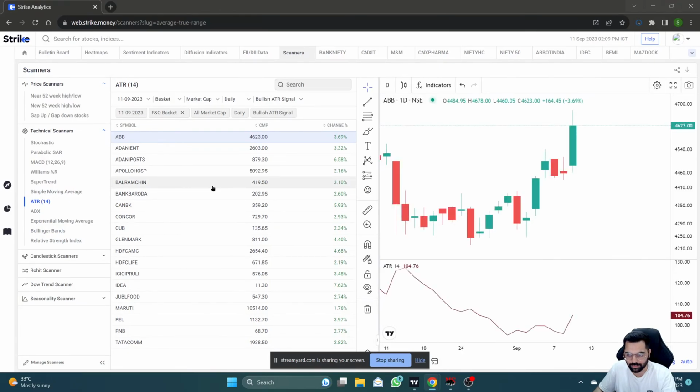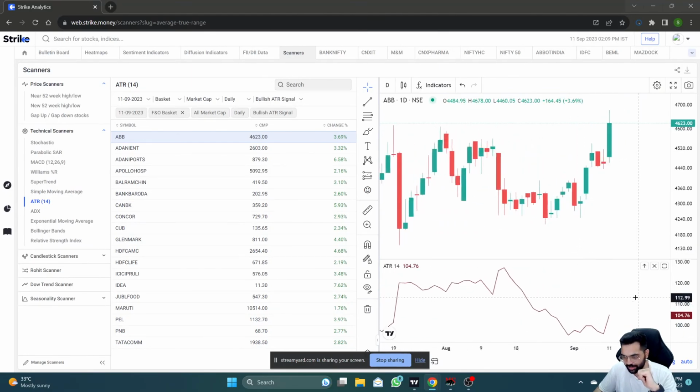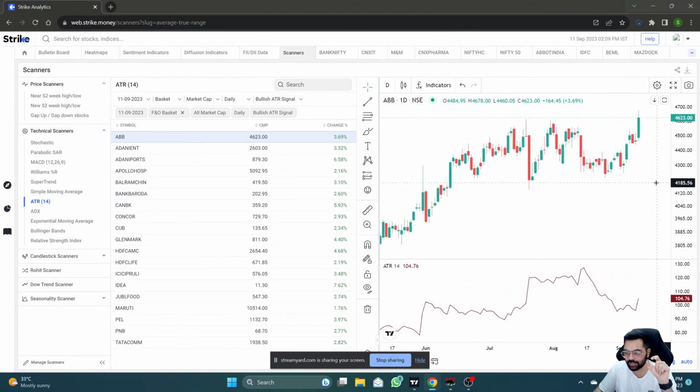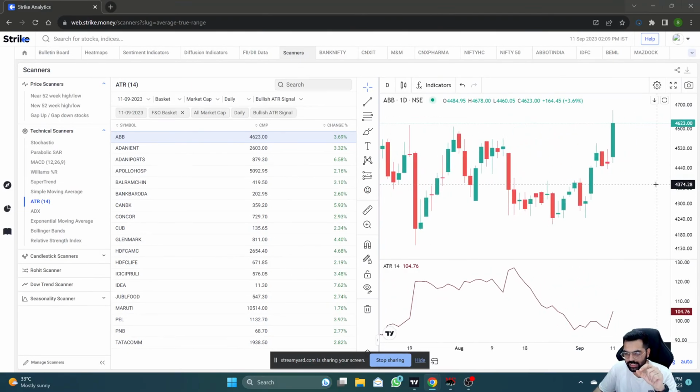Another scan that I use a lot is this ATR scan. It has a bullish ATR signal and a bearish ATR signal, two filters that you can use. What is the ATR? It's the average true range. There is a particular formula for that. When the stock is going up and the day's range, I mean the margin by which it is above yesterday's close, is higher than its average true range, that is a bullish signal. For example, ABB: the ATR, average true range, is 104.7 and today it's up by 164 points. That range is higher than the average range, which sometimes signals a breakout or breakdown in terms of the range of that stock.